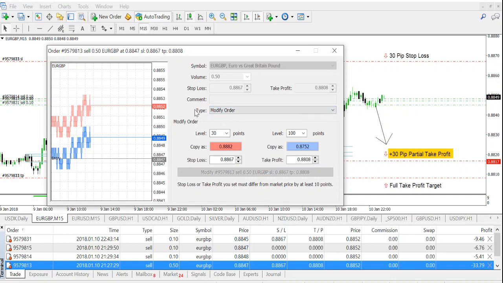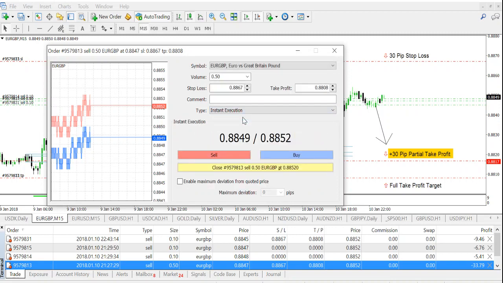Now the default window pops up, it says modify. All you can do here is change your stop loss and your take profit levels. That's all you can do here. So what you have to do is click the drop down menu and select instant execution. Now you can see all of the stuff that was grayed out before is now available.